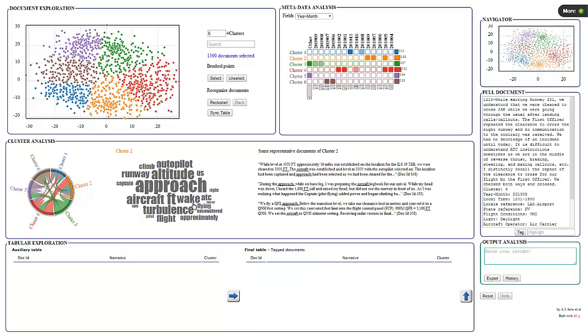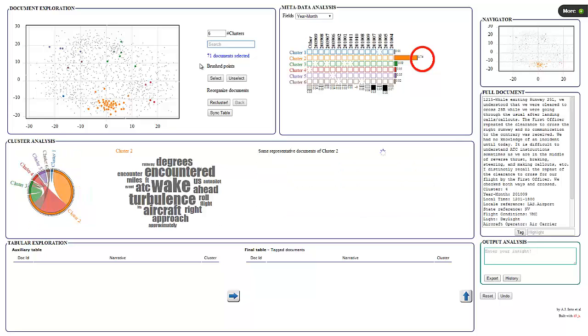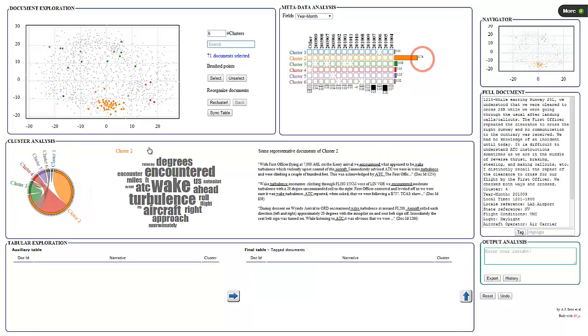Let's say that we want to have a cluster about wake turbulence incidents, and also we want to keep all other clusters for further investigation. For illustration purposes, we search using the term wake. This shows that around 3/4 of the documents are assigned to cluster 2, but we can also note some documents scattered around.